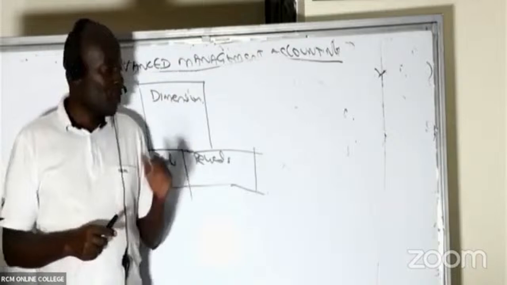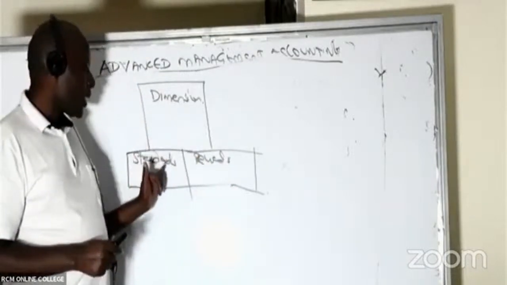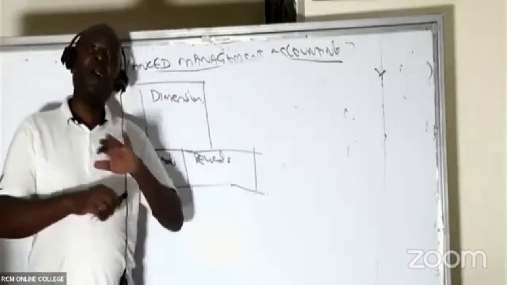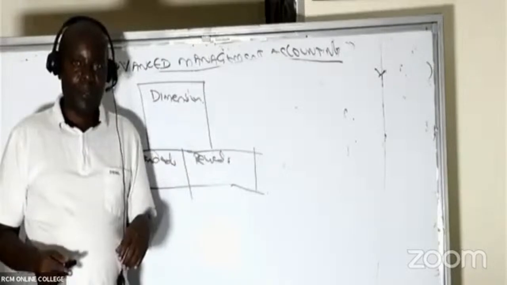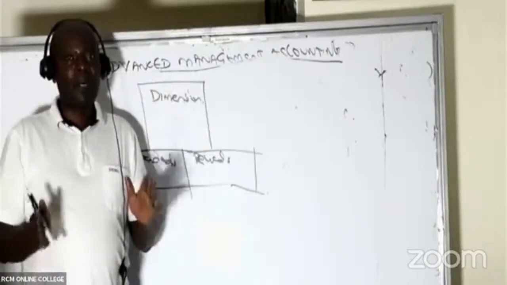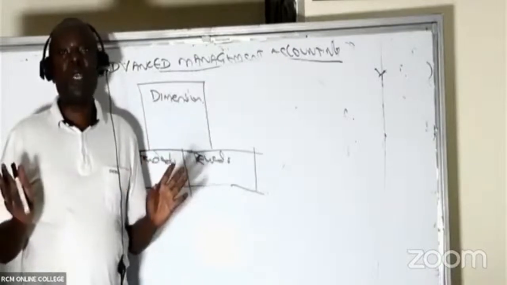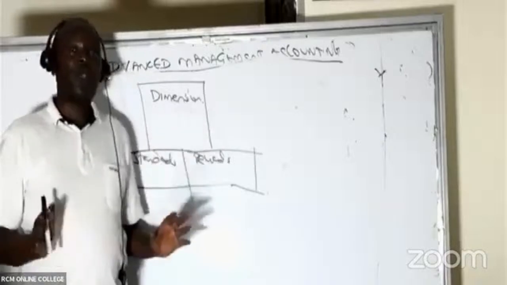Yep. So in this case here, the rewards are there. And then once we have the standards and the rewards have been met, everything will fall in place in the company. All dimensions will come home to roost. Now, dimensions are for the business. These two are for the employees. Dimensions are for the business.